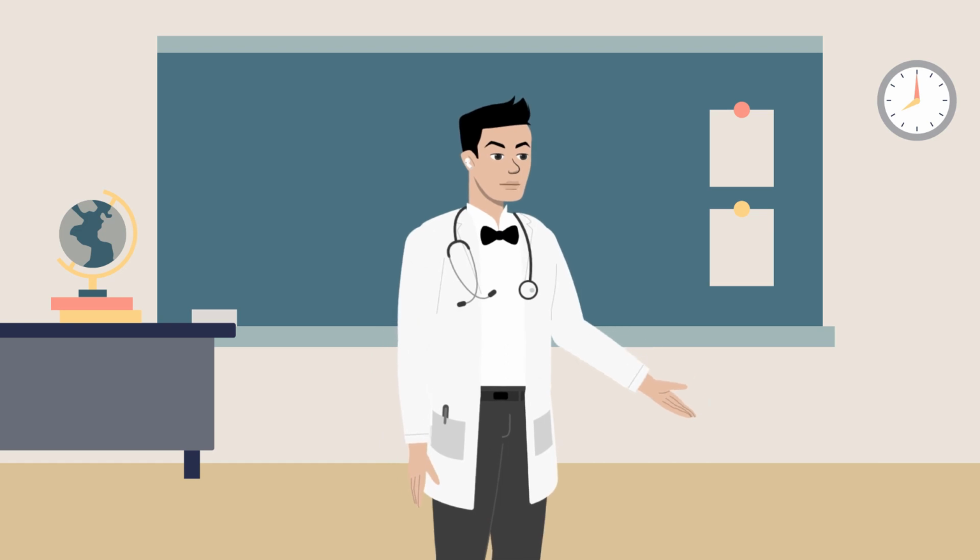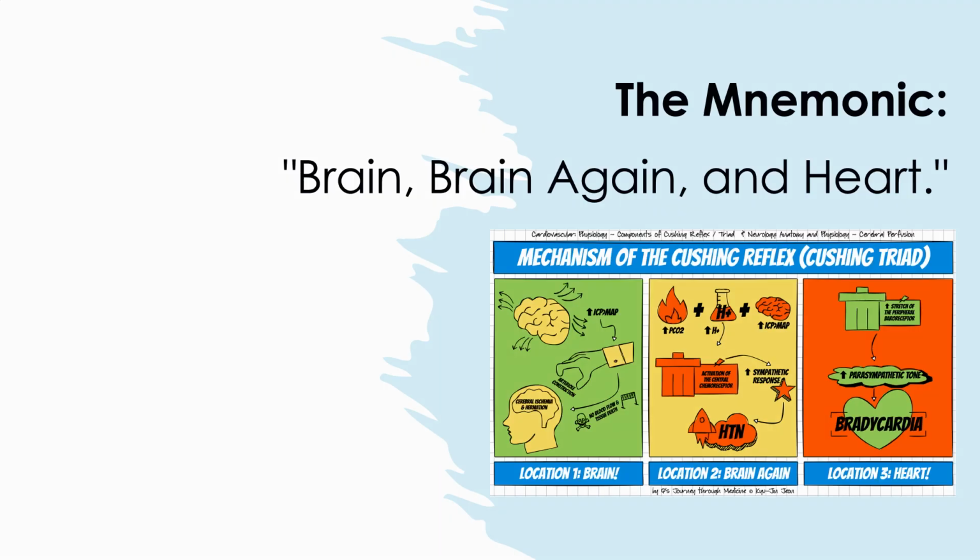Understanding the mnemonic. To remember the components of Cushing's Triad, let's use the mnemonic brain, brain again, and heart. This will help us associate each sign with its underlying mechanism.